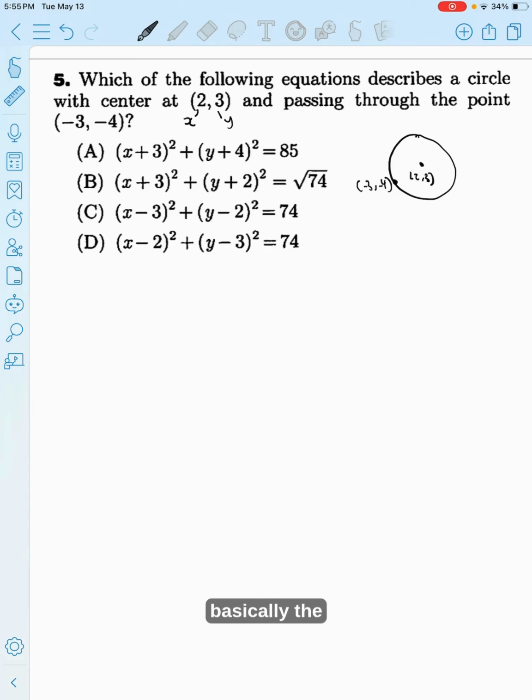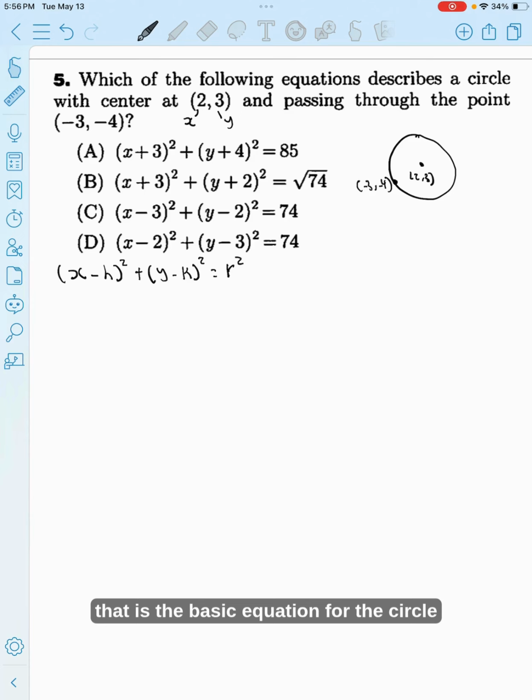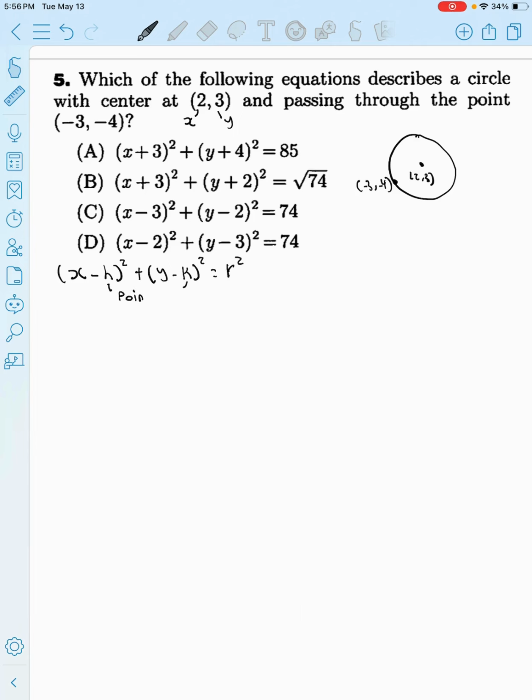So basically the equation for the circle is (x - h)^2 + (y - k)^2 = r^2. That is the basic equation for the circle. Okay, what is h and k? That is the point of the center, which is (2, 3).